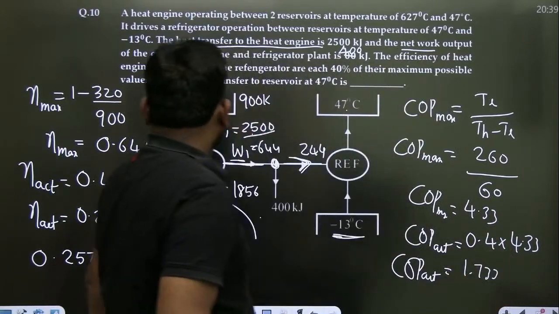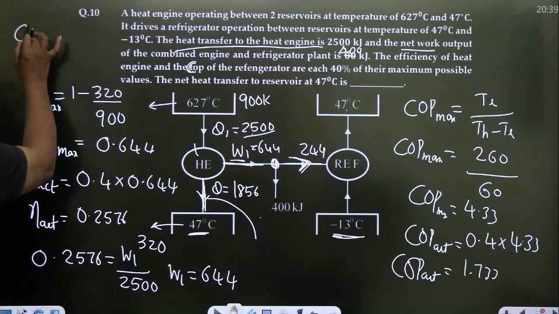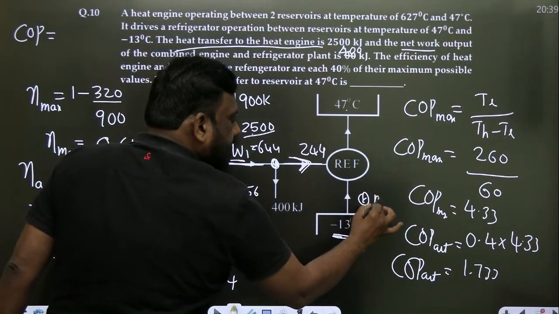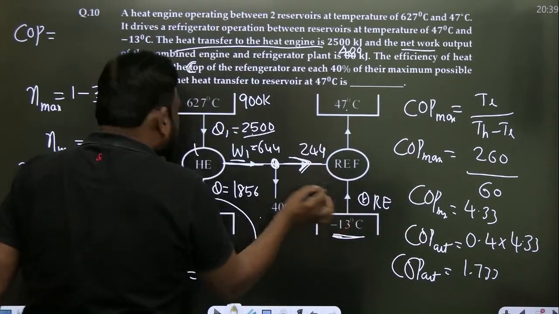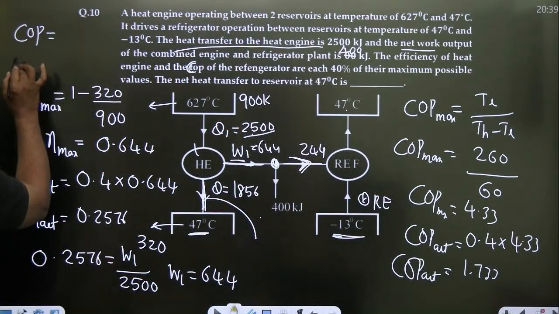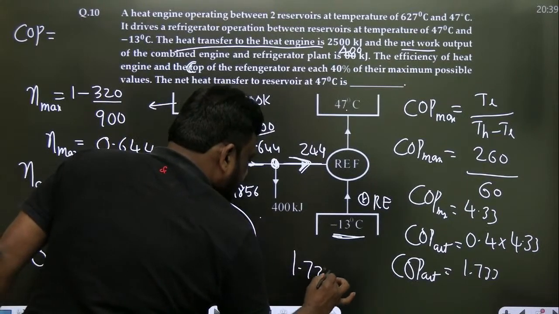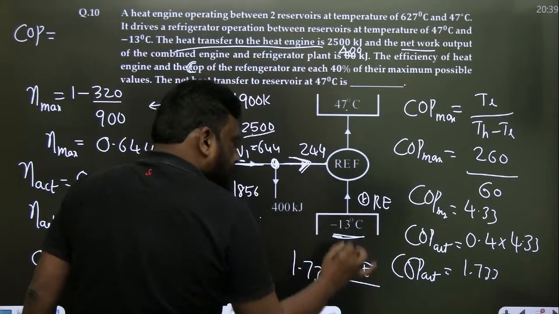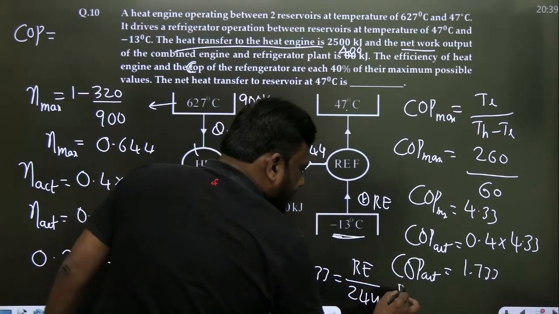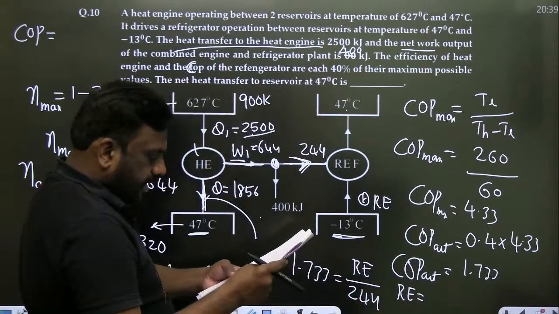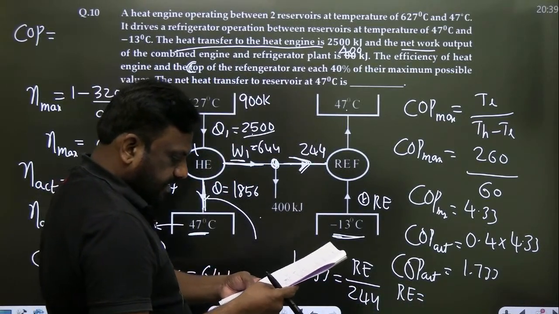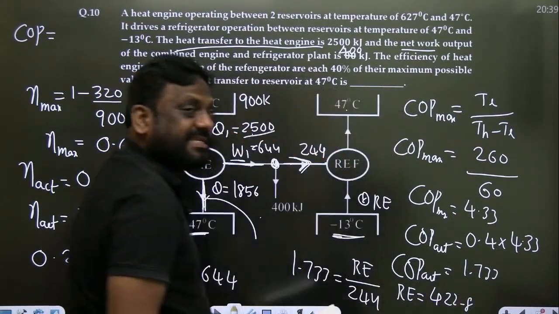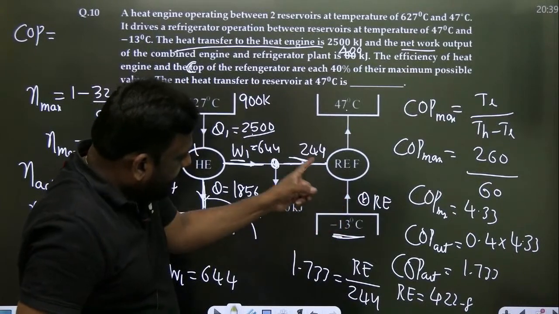1.733. Okay sir. So now you know that the actual COP is equal to refrigeration effect, we will write this as RE, by work input. So the actual COP is 1.733. For this refrigerator it is equal to RE by the work input to this, which is 244. So I get RE. What is the value of RE? If I am calculating RE, anyone? Nobody is saying anything, sir. I think it is 422.8. It is 422.8. This is 244.